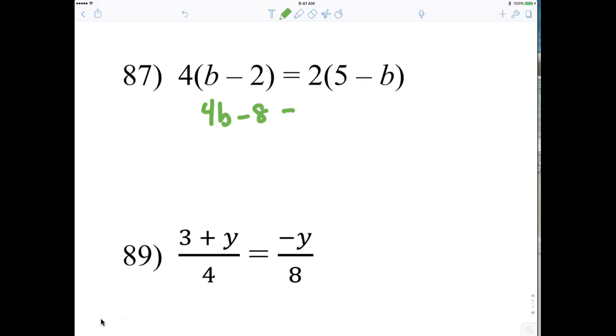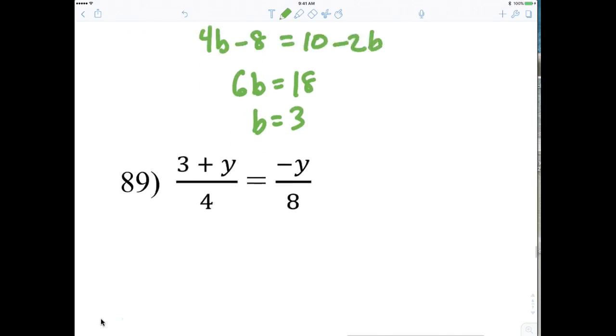4b minus 8 equals 10 minus 2b. Everybody happy with that step? Adding 2b to both sides and adding 8 to both sides. So we would be with what? 6b equals 18, right? So b equals what? B equals 3. Right?